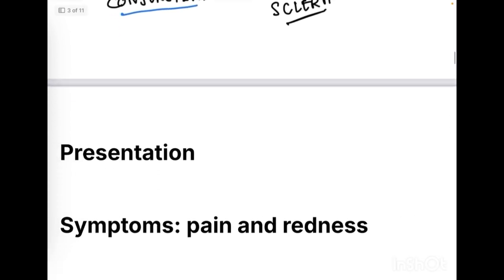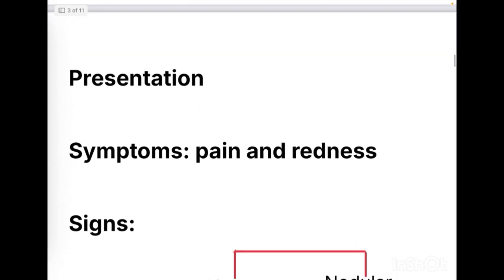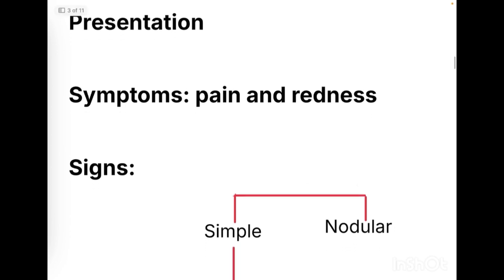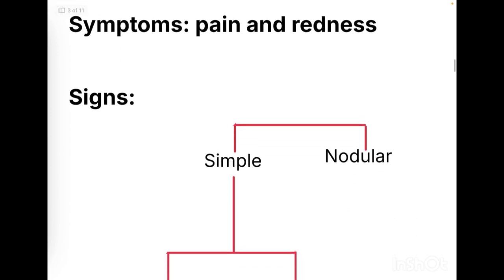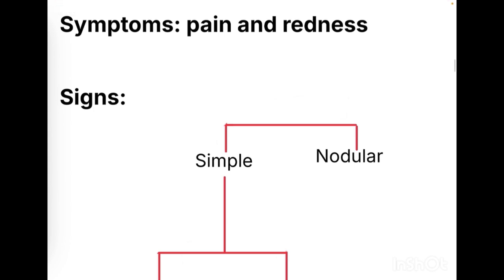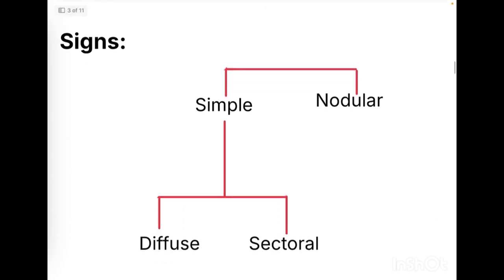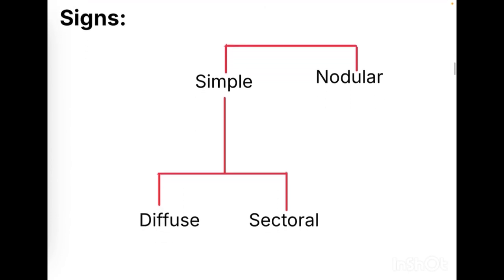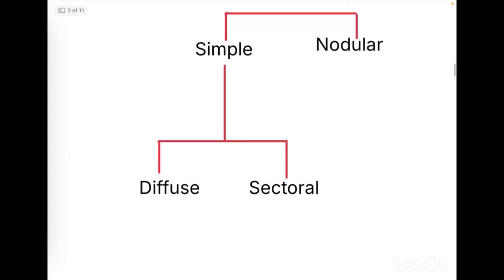Now, how will a patient of episcleritis present to us? Symptoms will be pain and redness. Signs depend on which type of episcleritis the patient has. It is mainly divided into simple and nodular episcleritis. Simple episcleritis is again divided into diffuse and sectoral types. Now we'll see each one by one what it implies.